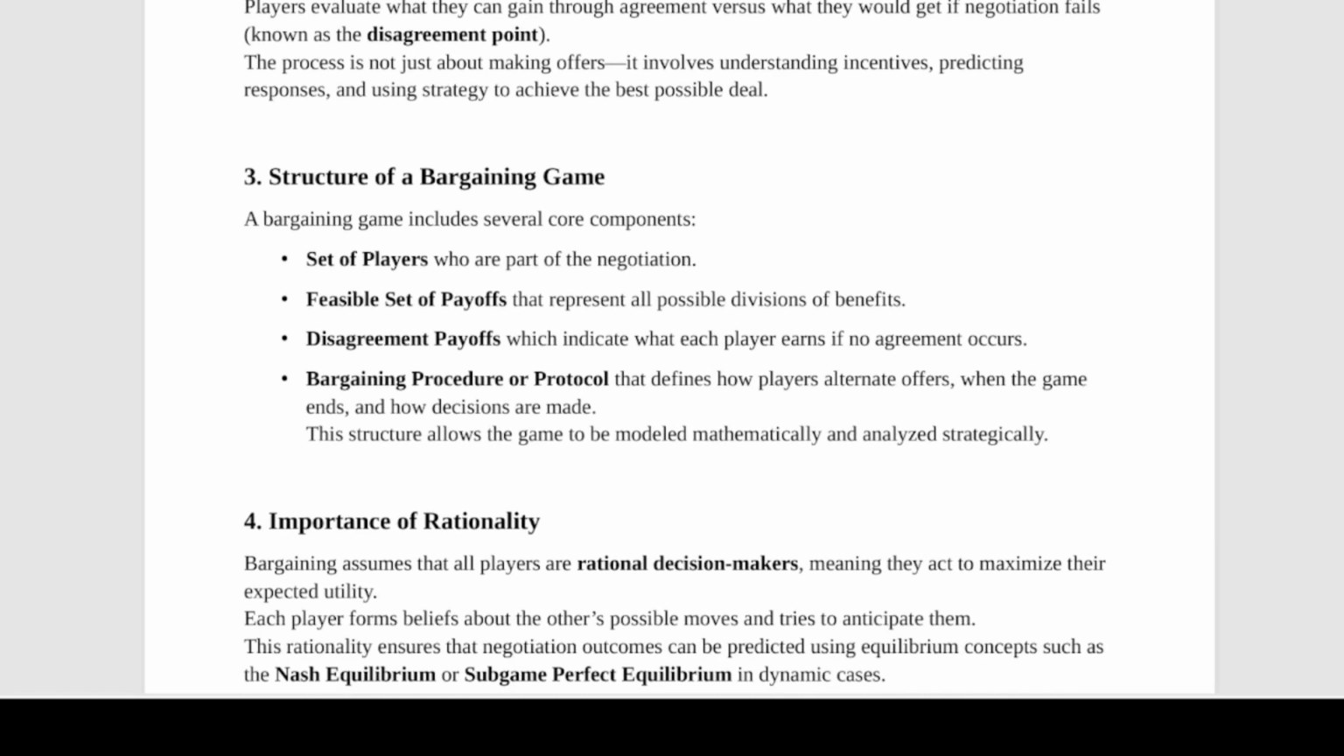Now, what are the elements of a bargaining game? The bargaining situation has players who are negotiating, you both, okay? Then you're going to have feasible payoffs, as in all possible ways to divide the benefit, right? And then there'll be a disagreement payoff, the minimum each gets if the talks break down.